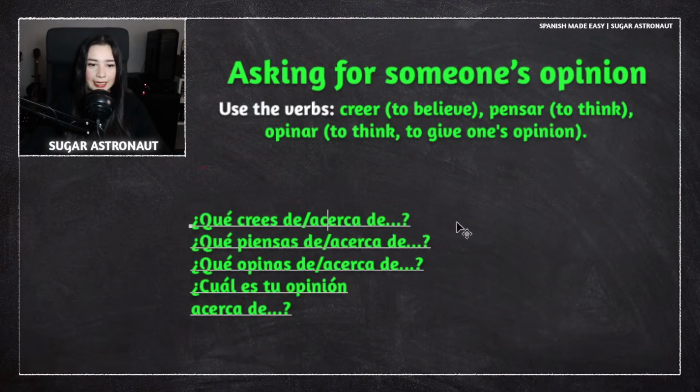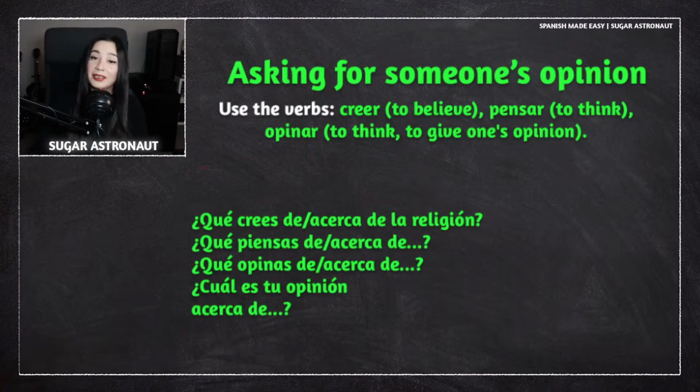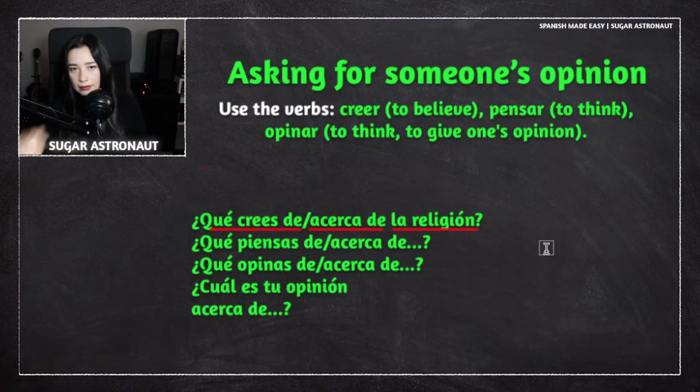Okay, so, ¿qué crees acerca de la religión? Religión. That is a very interesting topic. ¿Qué crees de la religión? As I said before, you can just say ¿qué crees de? And then la religión. Or ¿qué crees acerca de la religión? Religión means religion. Of course, the spelling is pretty much the same in English and in Spanish. Same here, this means, what do you think about religion?